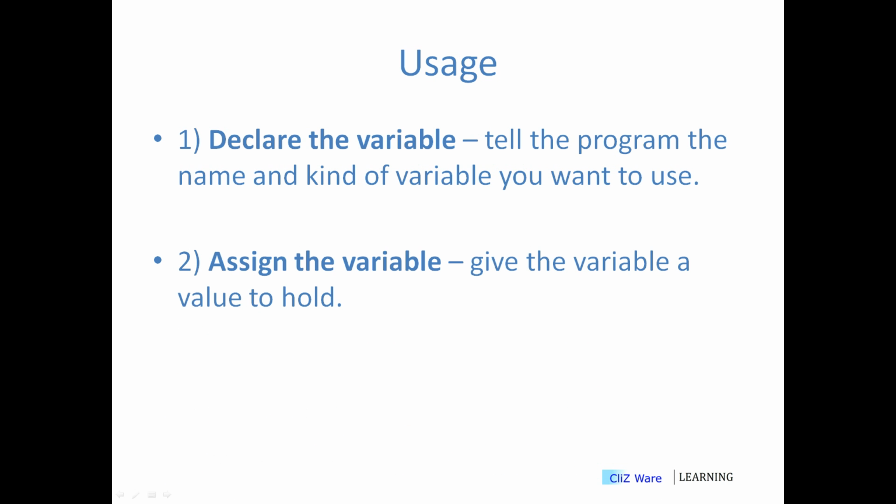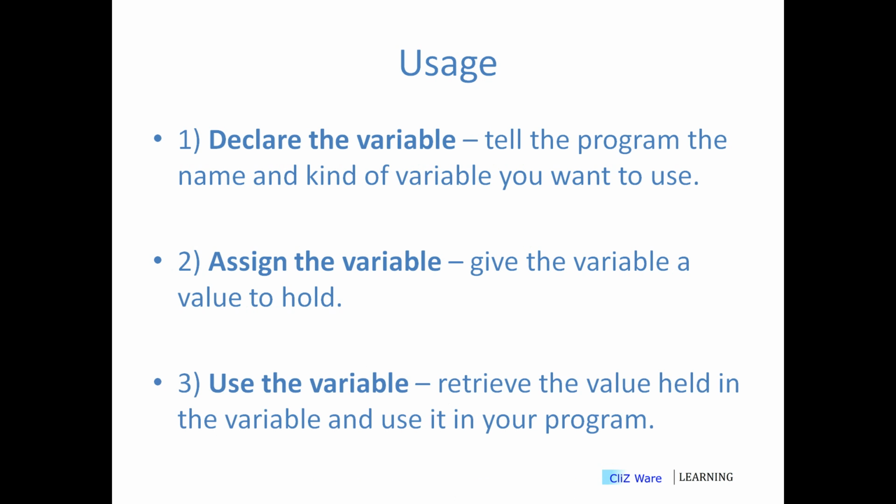The second thing is that you can assign the variable a value, and that's the purpose of a variable, to hold the value through the entire application process, or through the entire session, because after the session it will be erased. So it's a temporary value that is stored inside an application. And the third usage is to actually use the variable, get the information it holds, and use it interactively in your program.